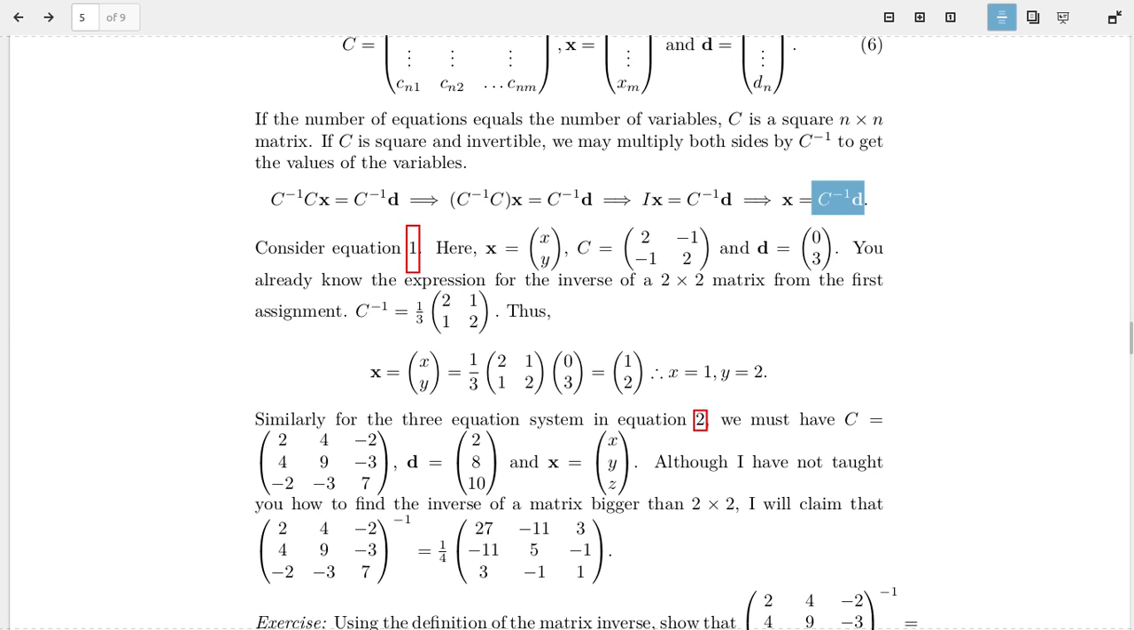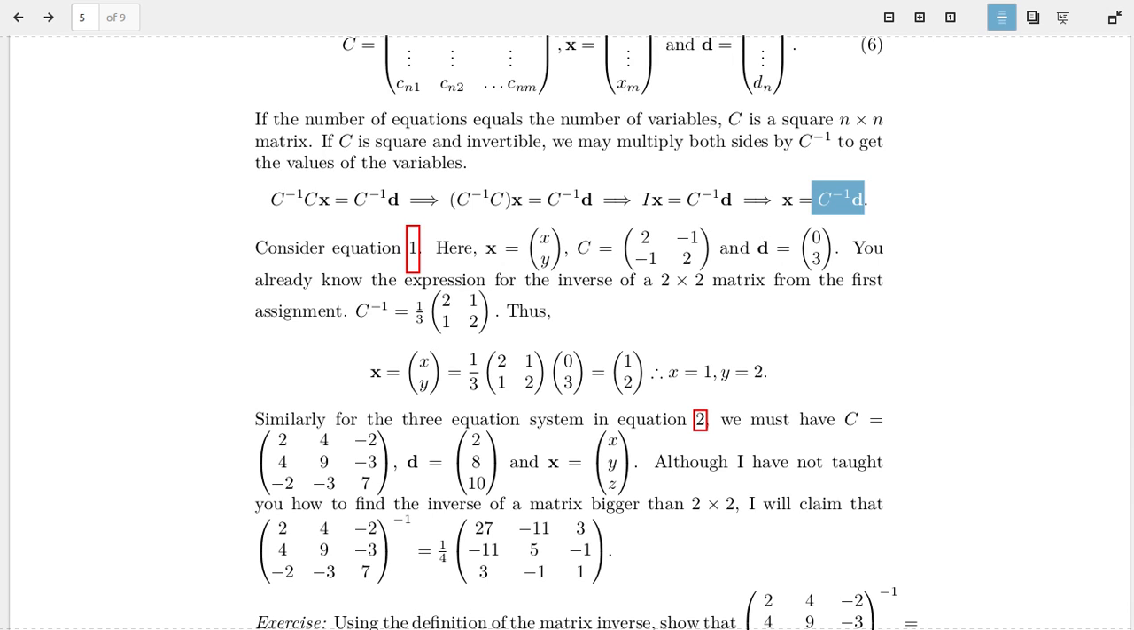Remember, C is the coefficient matrix. So if C is invertible, I can write this, and of course D is what you have on the right hand side, a set of numbers, d1 all the way to dn. So C inverse D gives you the solution set to the equations.